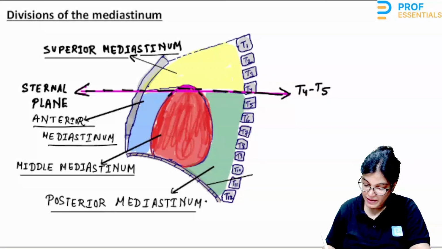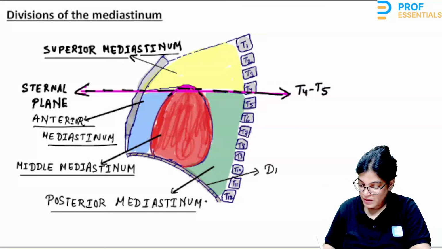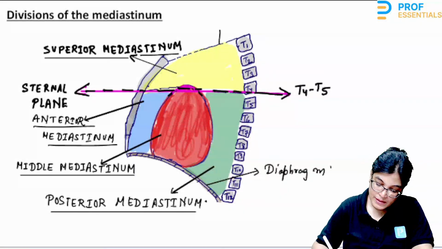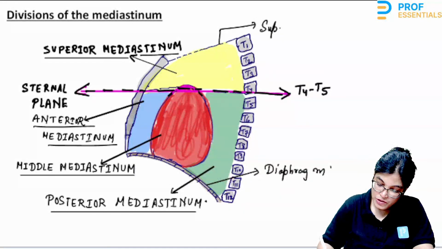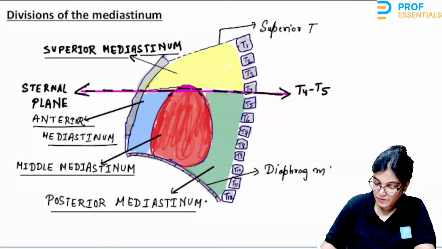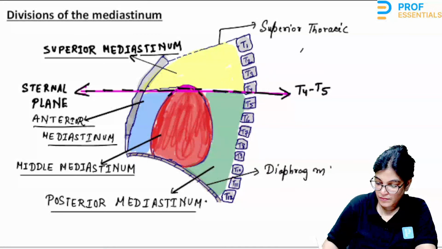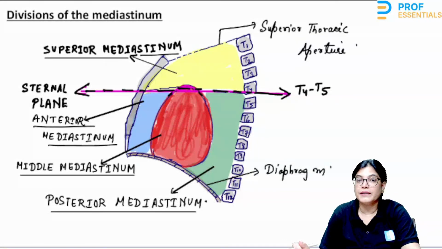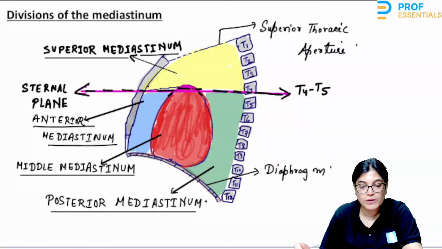What is this structure, my dear students? This structure is the diaphragm, and this line is the superior thoracic aperture. So now we know how the mediastinum will be divided into the following parts. If anyone is not understanding anything, please let me know.